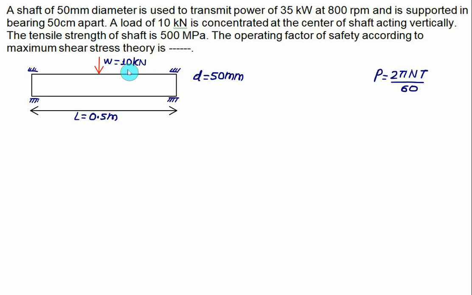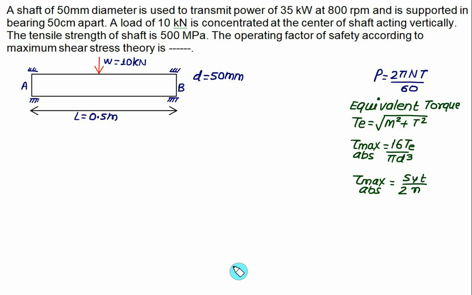Because of the symmetry, we have two reactions and a bending moment will be produced. So we have to develop here the SFD and BMD diagram. In addition to this, the shaft is subjected to uniform torque also. It means that it is a problem of combined bending and twisting moment, and we have to use the maximum shear stress theory. So we'll identify here the maximum bending moment, where it will occur, using the SFD and the bending moment diagram. Then we'll calculate the equivalent torque at the critical section, and then using the value of tau max absolute equal to 16 times T by pi d cube, we can calculate the maximum shear, and then we'll apply the maximum shear stress theory to find out the factor of safety.